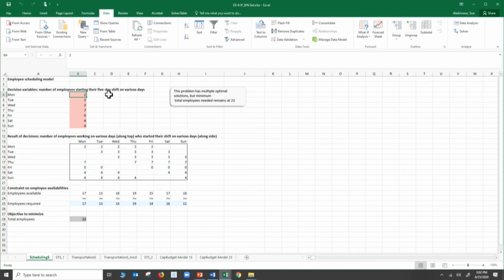And we can do solver table sensitivity analysis and say maybe we need more on Wednesday or Thursday. So we can change the range of an input cell and see the impact it has on the solution. But we'll do the sensitivity analysis in another video.